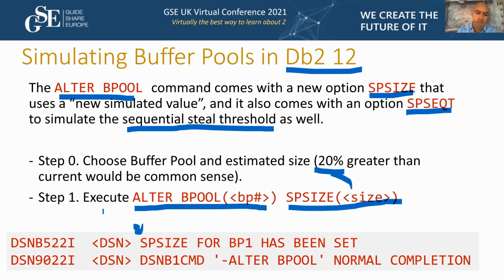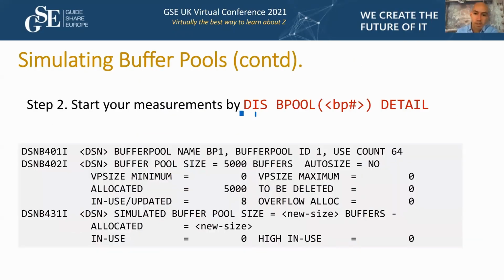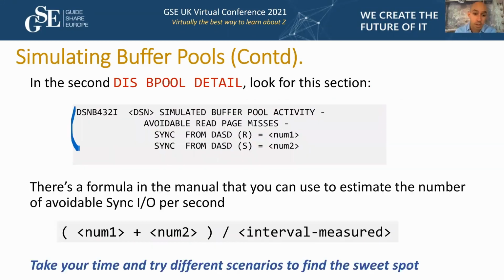So how do I see? I execute the command display buffer pool, and it is going to include a new section that is going to come in zeros because this is the first execution. But if I give it 1 hour, 1 day, or 1 week, as much as you want, you come back again, and then you take a look at this section and these two numbers. They will tell you about the I/O activity that might have been avoided.